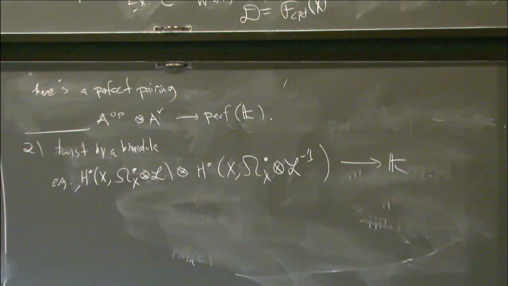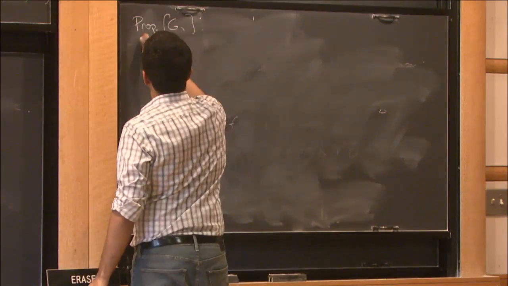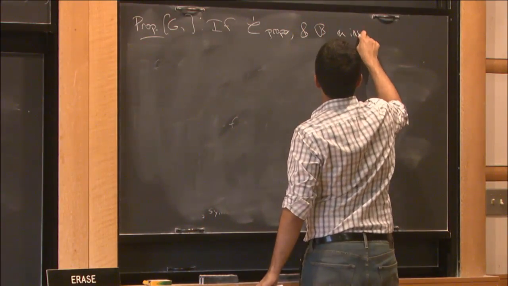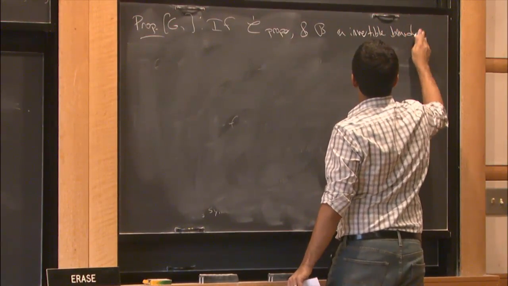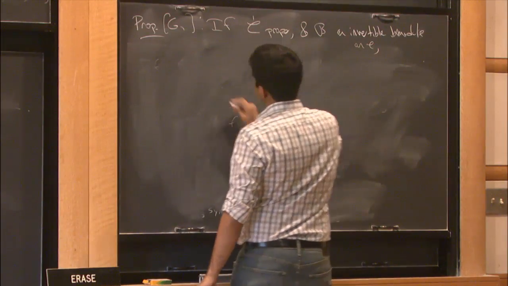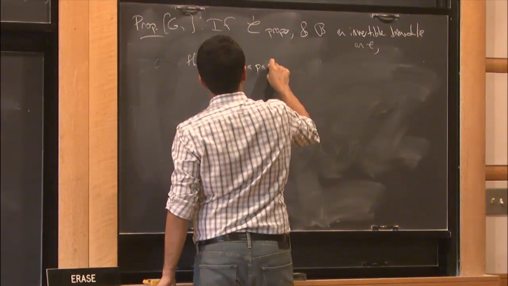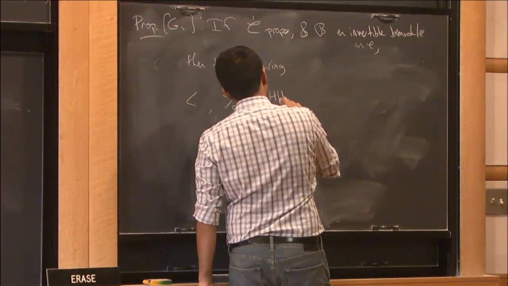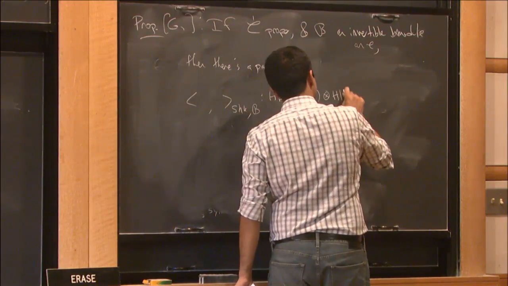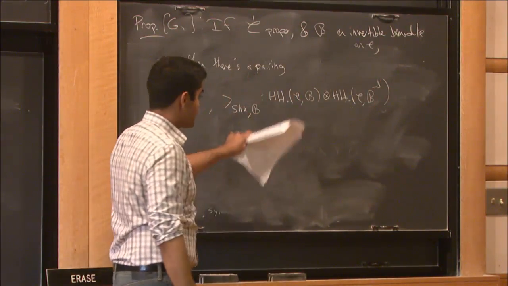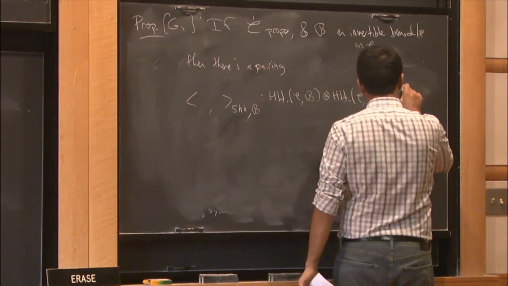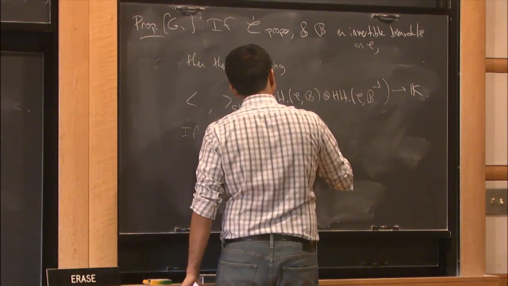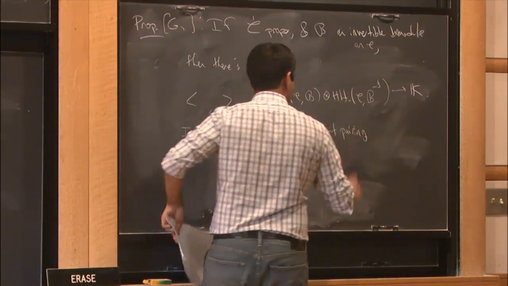So the proposition is that if C is a proper category and B an invertible bimodule on C, then there's a pairing, which I'll call the Shklyarov pairing twisted by B, from the Hochschild homology with coefficients in C, tensor the Hochschild homology with coefficients in B, tensor Hochschild homology with coefficients in B inverse, to K. If C is smooth, this is a perfect pairing, as in the untwisted case.